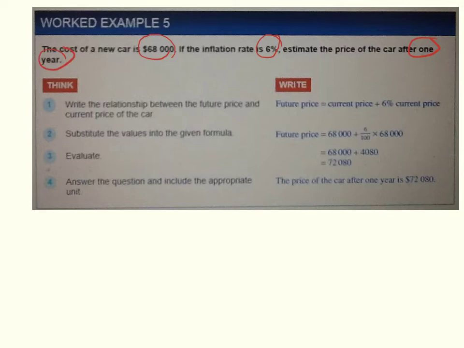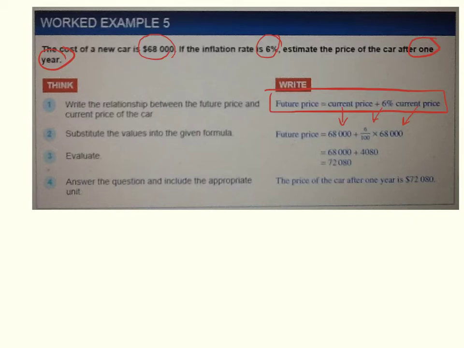So the first thing you should do is write down the formula you're going to be using. To find the future price, we need the current price plus 6% of the current price. Substitute the known values in. We know that the current price is $68,000, so we substitute that in there. We know that 6% is the same as 6 over 100, or 6 divided by 100, and we have to times it by the current price. So all that goes into the formula.